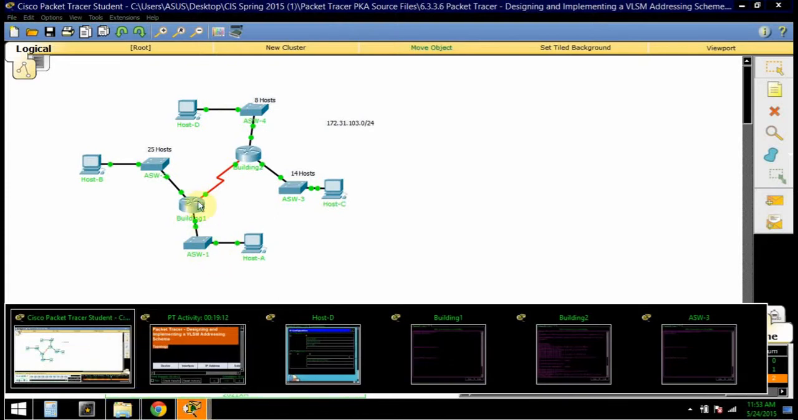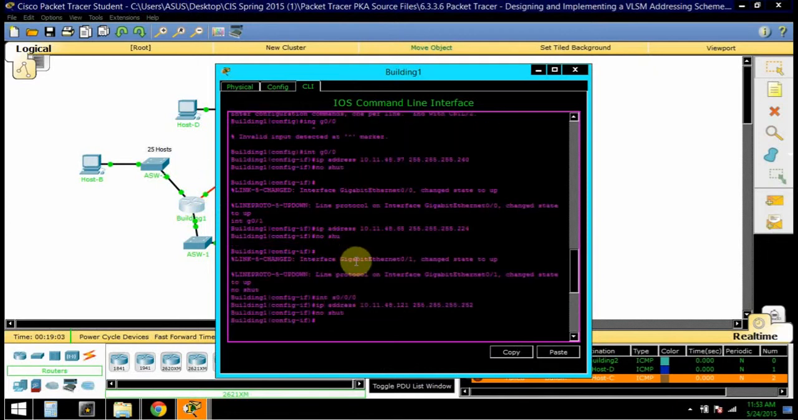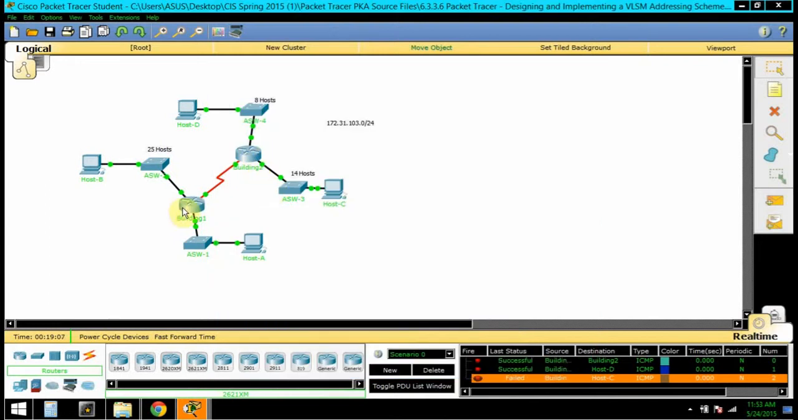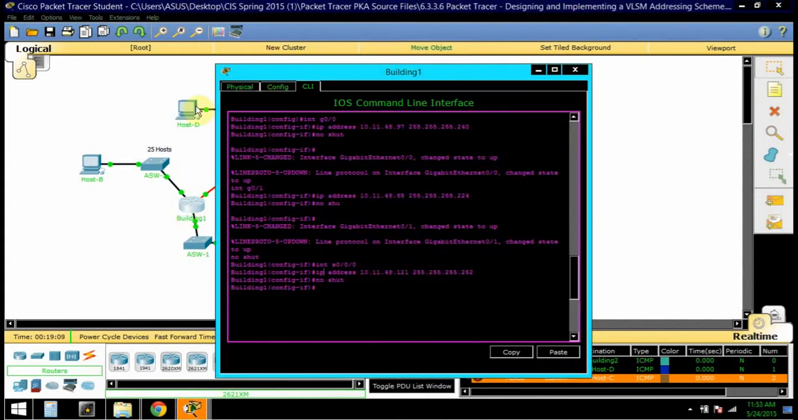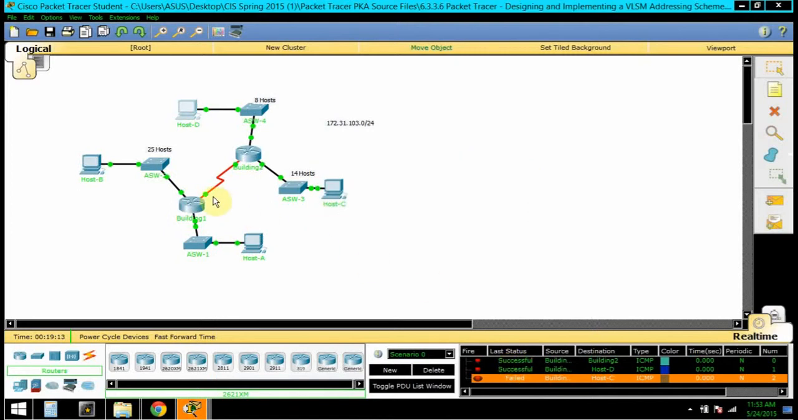But the interesting thing is that when we pinged, from here on our CLR, we put in the IP addresses as I was talking about, and then we pinged our PC. As you can see right here, we sent a packet and pinged from here to here, and then we pinged from building 2 to host C.